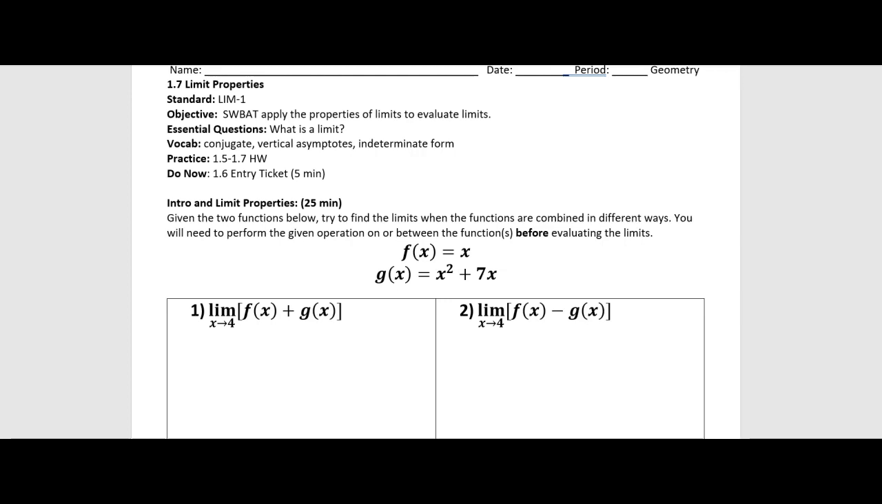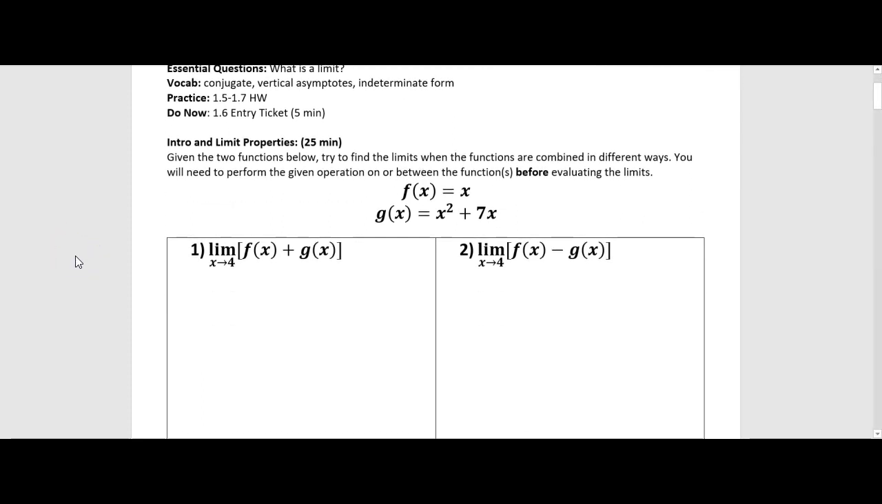All right, hello, this is Mr. Fawcett, and the lesson today is going to be on properties of limits. So basically, there's a bunch of different properties of how you can manipulate limits to make them easier for you to evaluate, and we're going to talk through most of them today and then give you a chance to practice applying those properties. Okay, so let's start with our little intro activity.